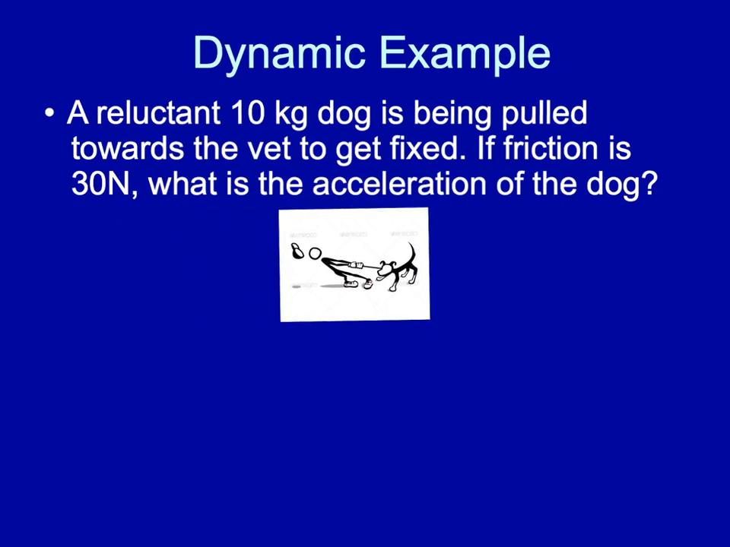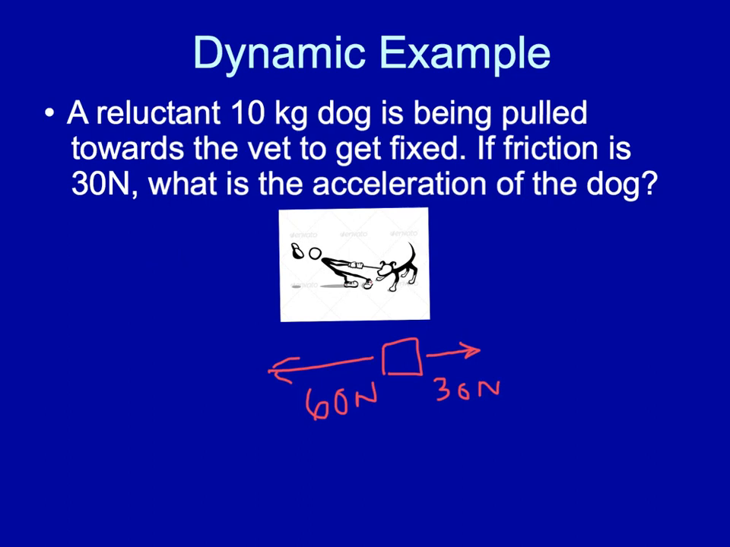So what we're going to say is that the person is pulling with a force of 60 newtons. So I have 60 newtons acting this way. There's my dog. If friction is 30 newtons, now friction always opposes motion, so I'm going to draw 30 newtons this way to represent friction. And right now I'm just going to label it with numbers. As we do more free body diagrams, we'll get to other things, but we'll do that right now.